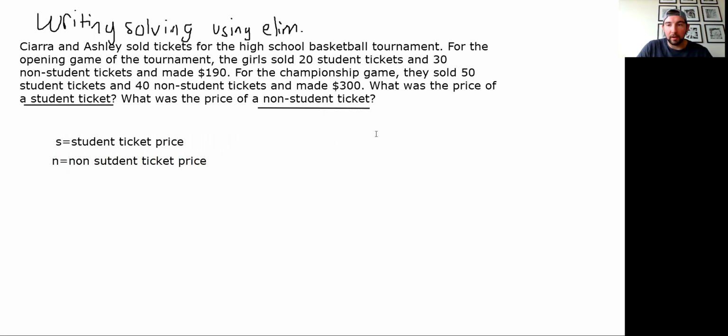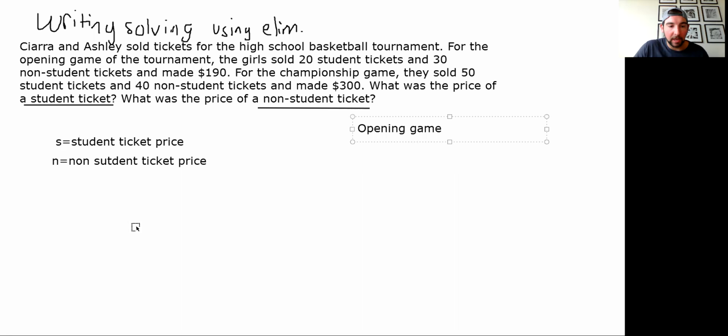Now we can break it down for our equations. We have two equations we can come up with from this. The first is for just the regular game. I know that I sold 20 student tickets and 30 non-student tickets and made 190. That's for the opening game. So I should go back and label this opening. We'll put that right over there. And we have the opening game.